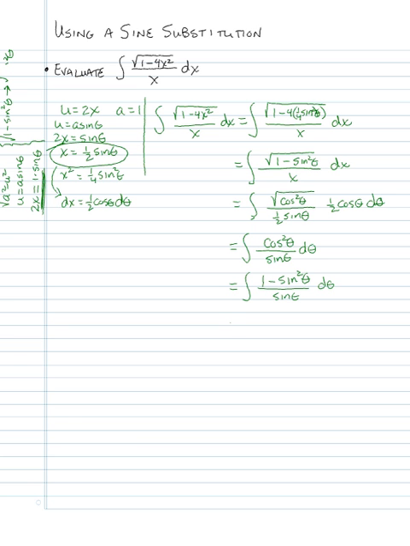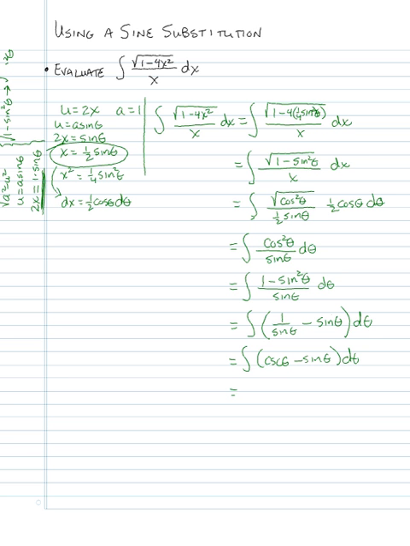Now the significance there, well, let's just write this down. Now we'll break that fraction into two parts. 1 over sine of theta minus sine squared theta over sine of theta, which is just sine of theta, isn't it? And of course, 1 over sine of theta is cosecant of theta. So we have the integral of cosecant of theta minus sine of theta with respect to theta.